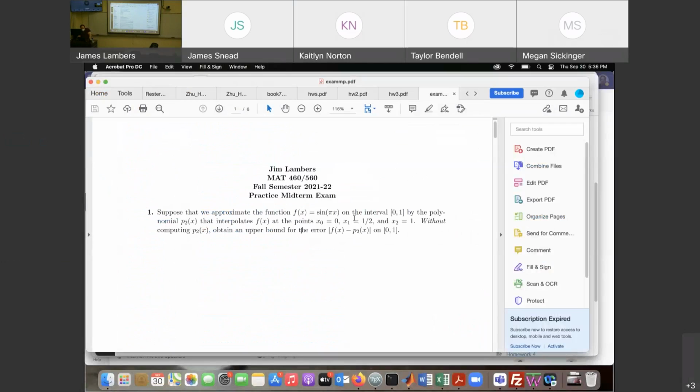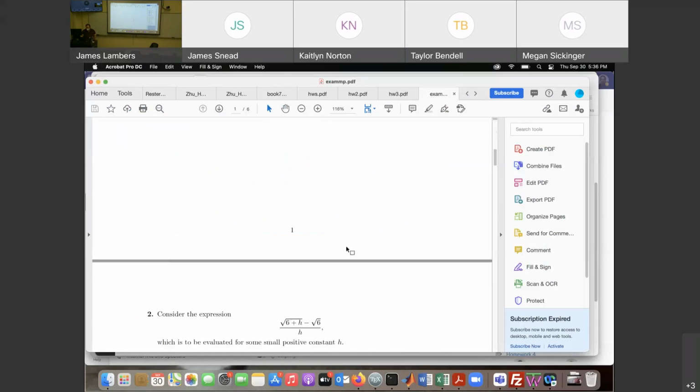Here's a practice test. It covers material for section 7.4. This part of the first question deals with 7.4, so you've not seen it yet. You would not know how to do this yet, but you will after Tuesday. So this is from section 7.4.